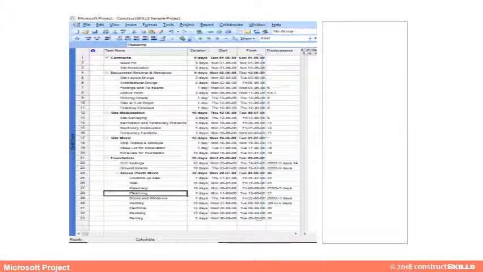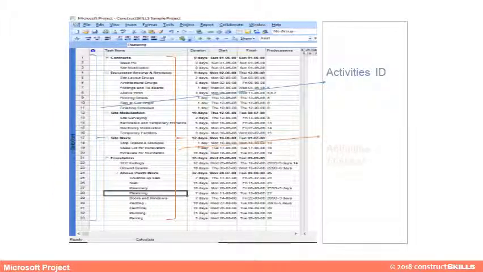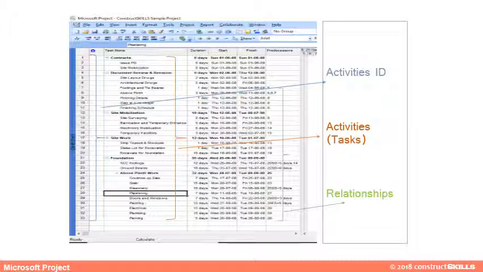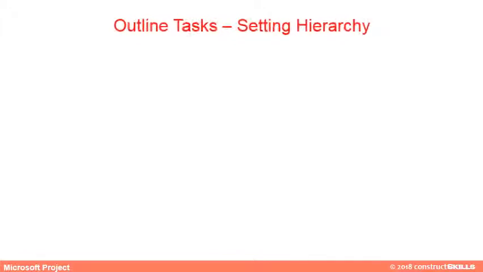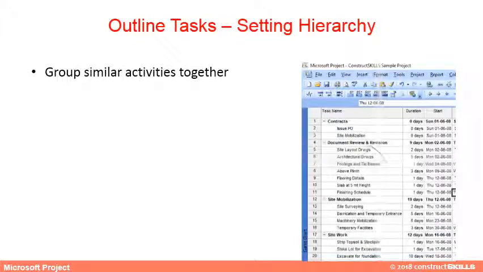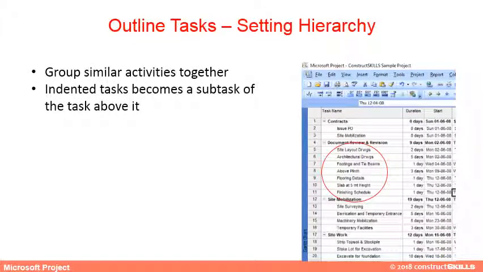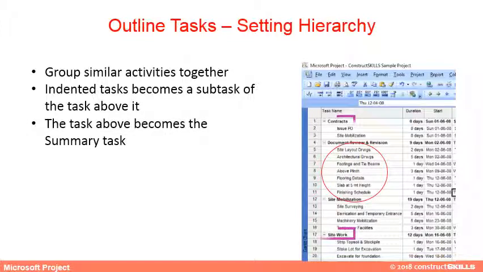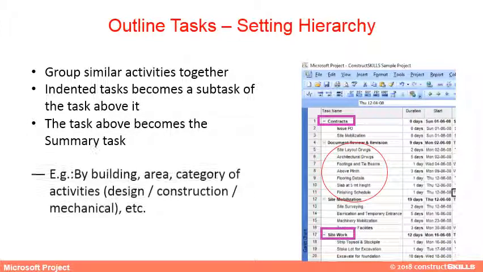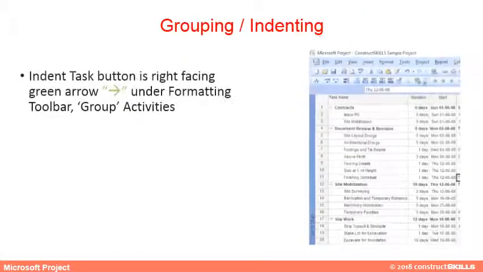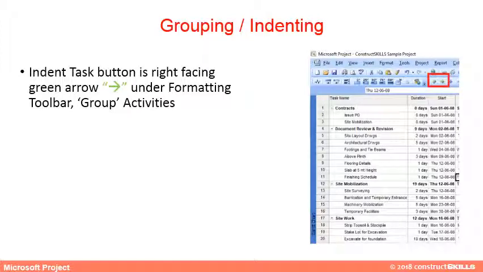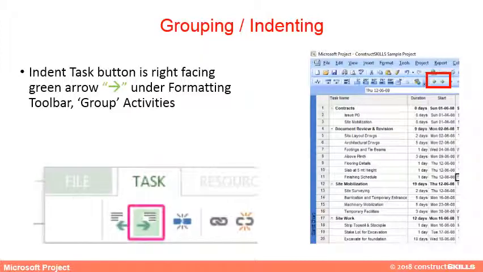As shown in the figure, the first column represents the activity ID, the second is the activity task, and thereafter the relations between the activities are shown. Outline tasks. Group similar activities together. Indented tasks become a subtask of the task above it. The task above becomes the summary task. For example, by building, by area, or category of activities: design, construction, mechanical, etc. The Indent Task button is the right-facing green arrow under the formatting toolbar, to group activities.